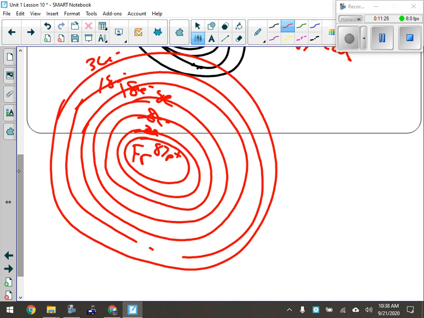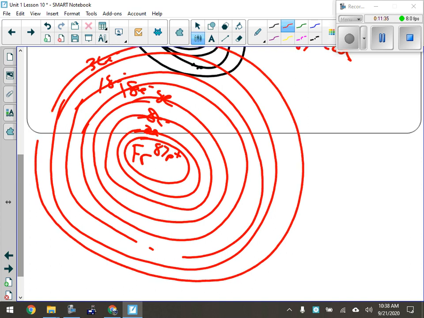2, 8, 8, 18, 18. Oh, that's right. 36 and 1. Hopefully that adds up to 87. I don't know if it does or not. It seems like I got too many there. Anyway, the point is it's really big, okay?